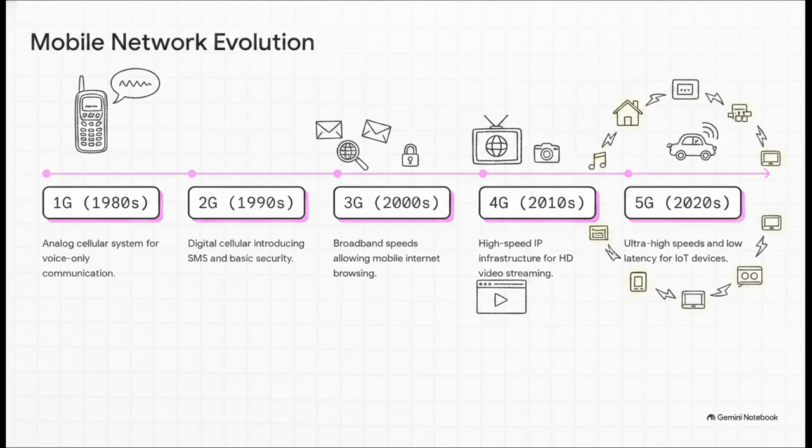This digitized the signal, meaning we finally got text messaging and some basic security. By the 2000s, 3G introduced broadband speeds, making basic mobile web browsing a reality. Then 4G stepped in and totally revolutionized our phones into high-speed, HD video streaming powerhouses. And now? Well, today's 5G isn't just about faster smartphones. With its ultra-low latency, it's actually the lightning-fast backbone for the Internet of Things, smart homes, and autonomous driving.